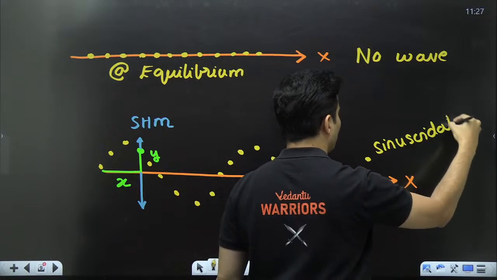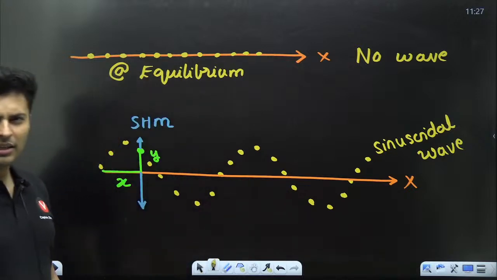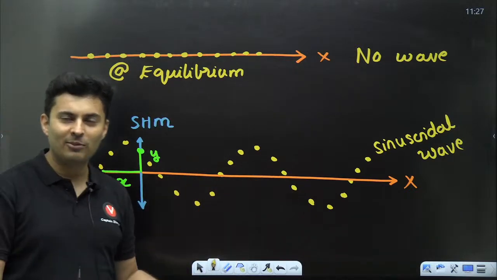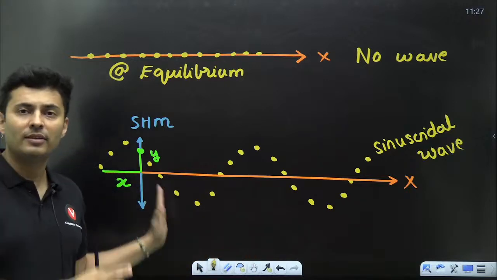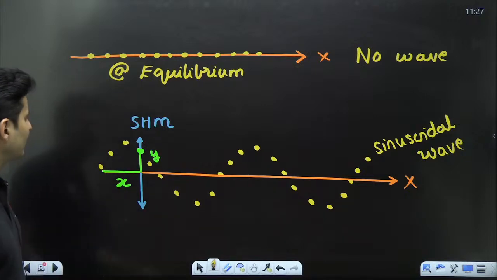Sinusoidal means the wave is a sine function, but there is no need that the wave is a sine function. It can be some random wave also, that's okay, but usually the waves that we study in our JEE physics are sinusoidal waves.